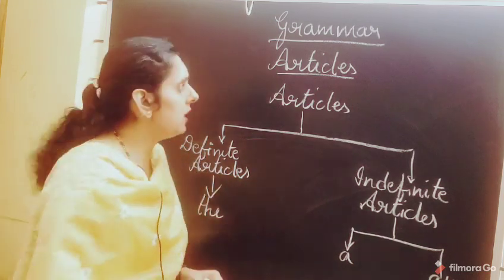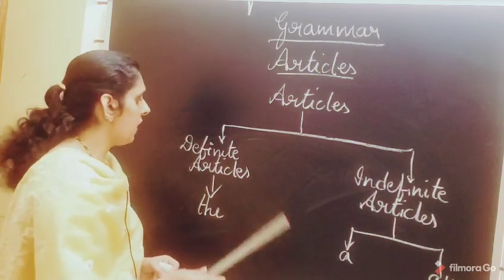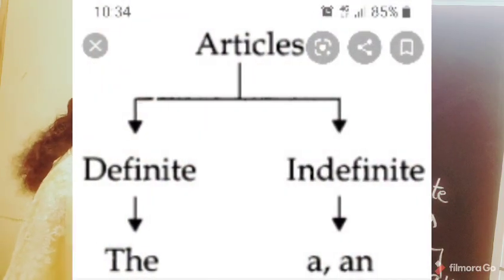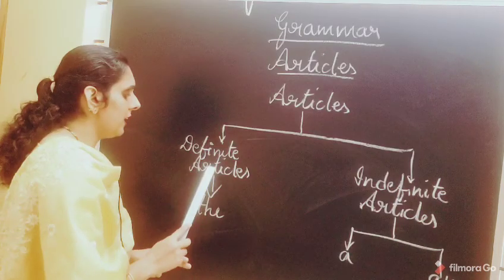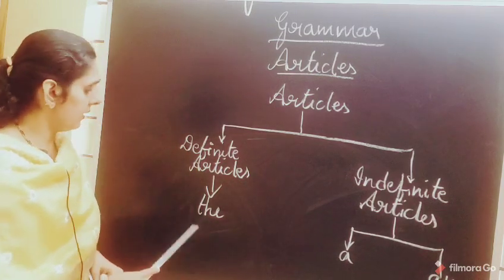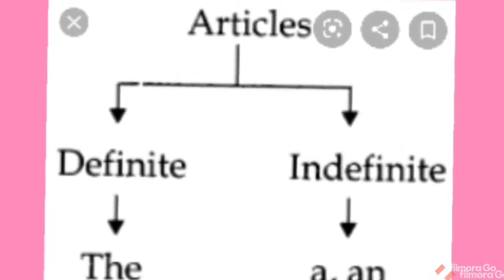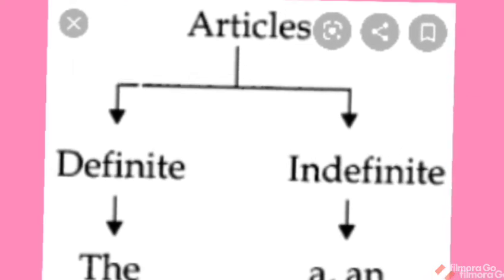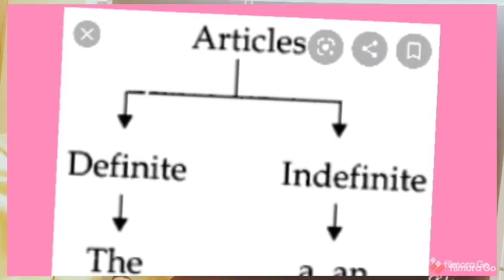Totally, articles are divided into two types: definite articles and indefinite articles. In definite articles you will get the. The is a definite article, whereas the indefinite articles are a and an.